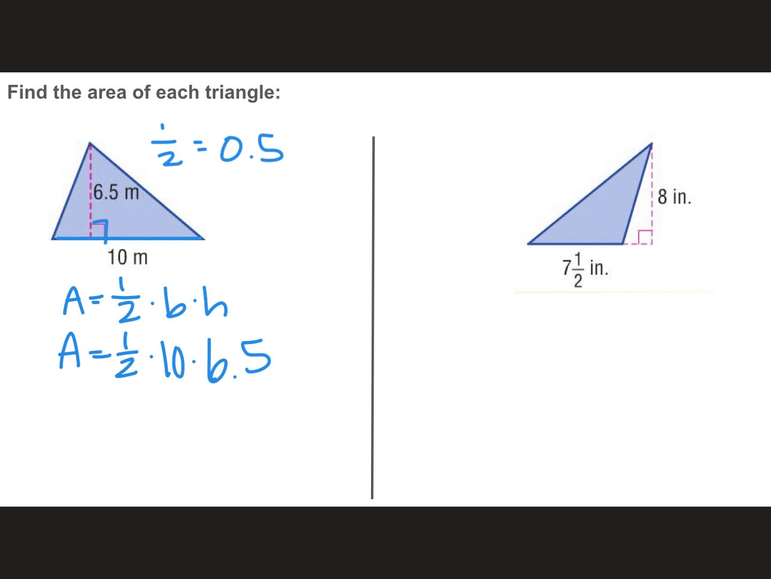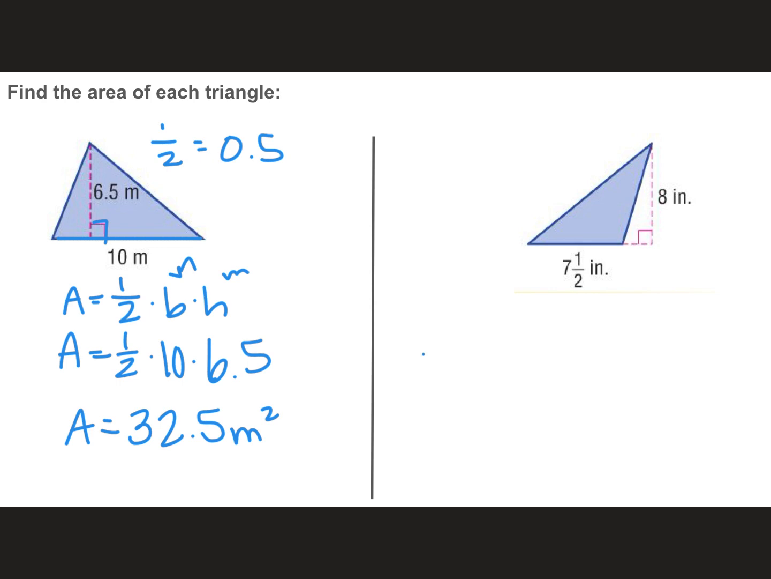So 1/2 times 10 times 6.5, and I got an area of 32.5. Our label is the same because we're taking meters and multiplying it by meters, which makes my label meters squared.